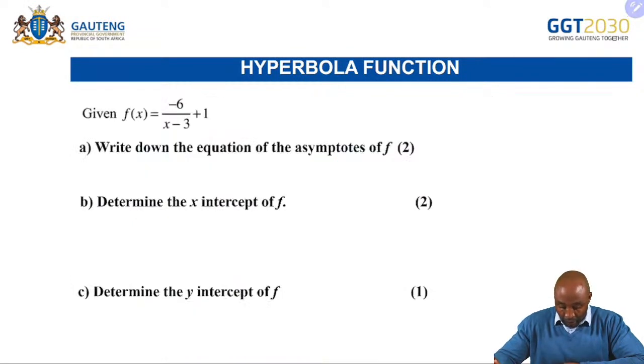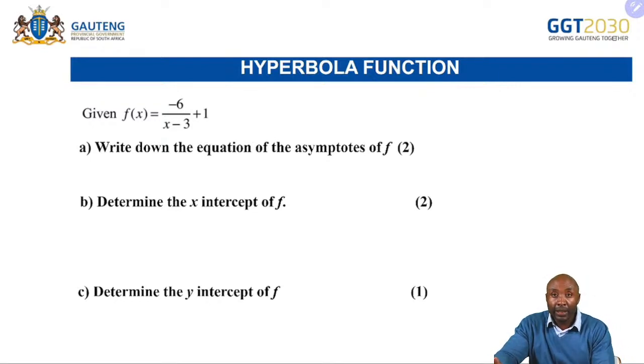I will give you 3 minutes to attempt that question. I know you have been exposed to a hyperbola, therefore we should be able to answer some of these questions without having to get a demonstration. Let's quickly get the equation of the asymptotes. We determine the x-intercept, we determine the y-intercept, and then we sketch the hyperbola. I'll give you 2 minutes.